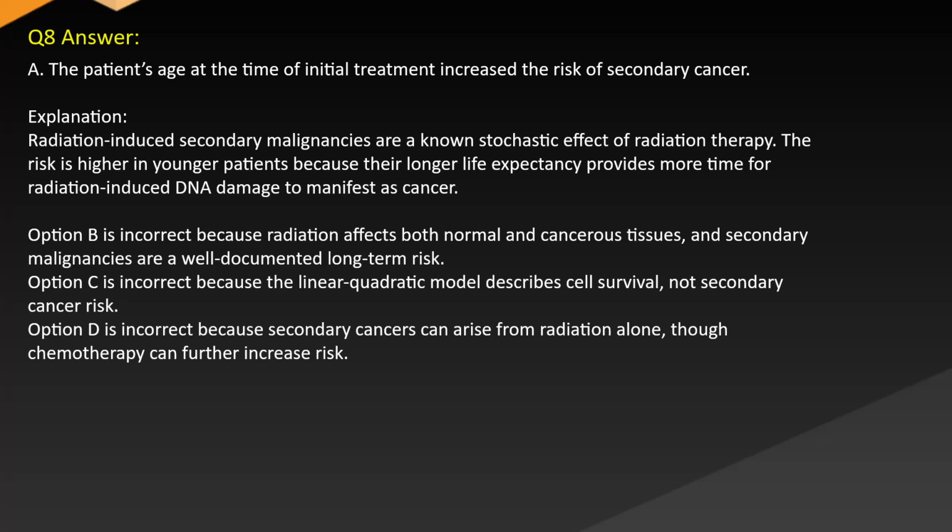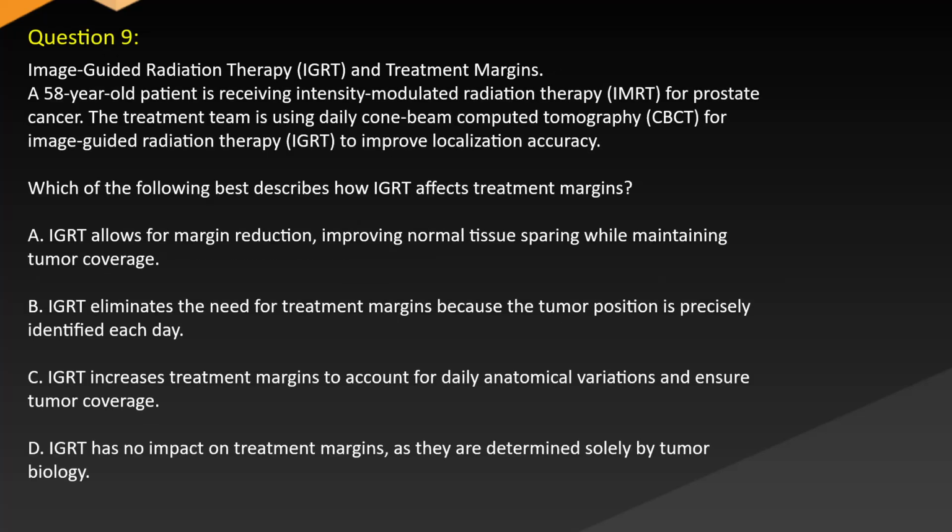long-term risk. Option C is incorrect because the linear quadratic model describes cell survival, not secondary cancer risk. Option D is incorrect because secondary cancers can arise from radiation alone, though chemotherapy can further increase risk. Question 9. Image-guided radiation therapy, IGRT, and treatment margins.